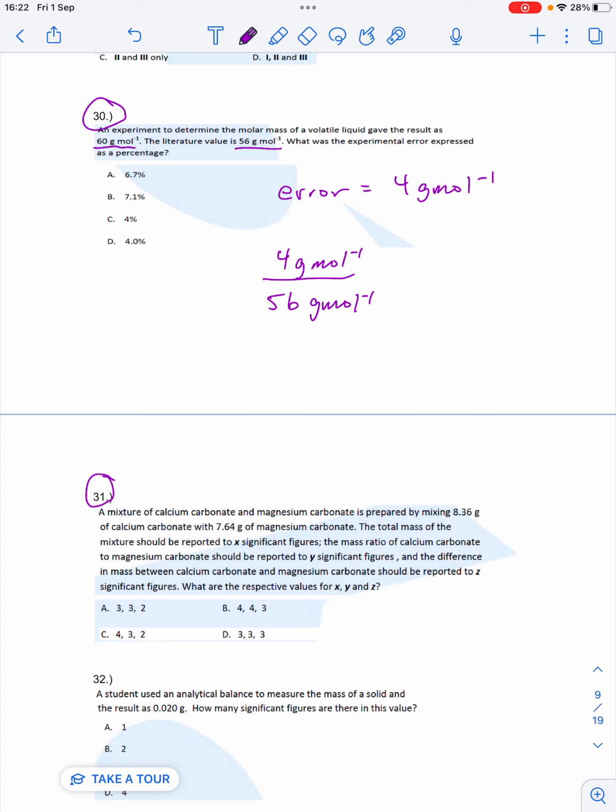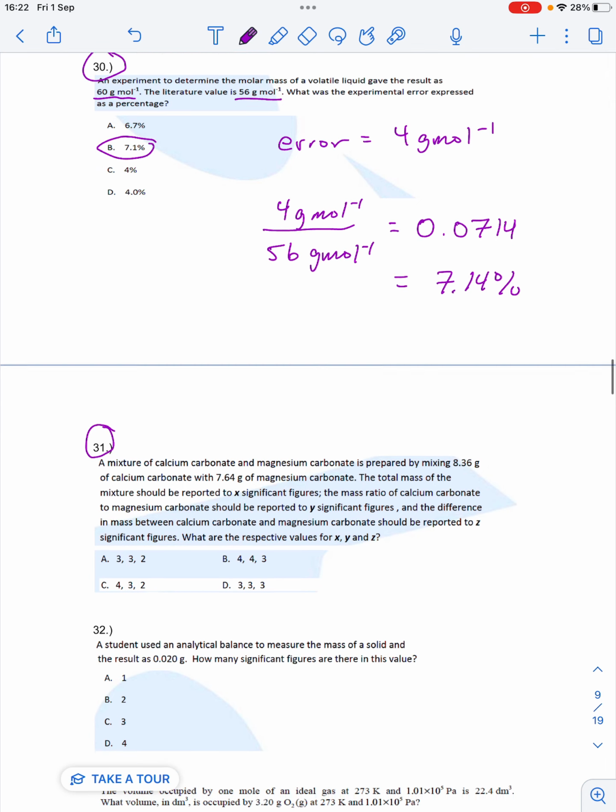You've got a calculator now on paper 1, so 4 divided by 56 gives you 0.0714. Now, if we want to make that a percent, we multiply it by 100, and so we get 7.14%. And so our best answer here is going to be B.